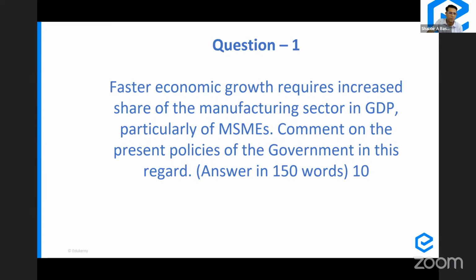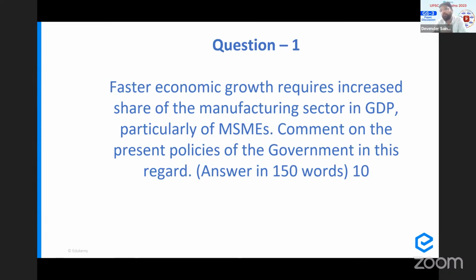Yes, sir. The question is about faster economic growth requiring an increased share of the manufacturing sector in the GDP. Particularly, we need to discuss this in the context of the MSME. Whenever we are starting these kinds of questions, we need to have some data. Key MSME role in the exports, MSME contribution to the GDP, MSME contribution to employment. If I'm going with the data, MSME contributes almost 8% of Indian GDP. This is a huge number where the specific sector, the MSME, is contributing 8%.